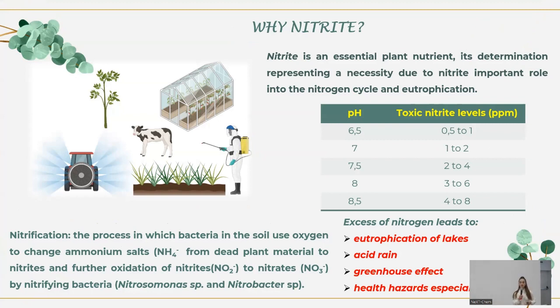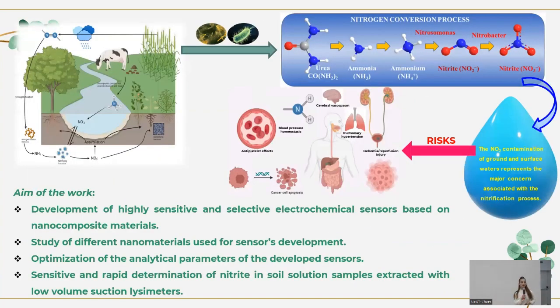And these concentrations are so important because an excess of nitrogen can lead to acid rains, greenhouse effects, or health hazards, especially to infants. The nitrification process involves more steps, but the key one is the oxidation of ammonium to nitrite via nitrate, the process being carried out by the oxidation bacteria found in the soil microbial population. Nitrate contamination can have negative effects for our health, and in this way, the development of a flexible, miniaturized, and rapid analytical device for determination of this analyte represented a necessity.